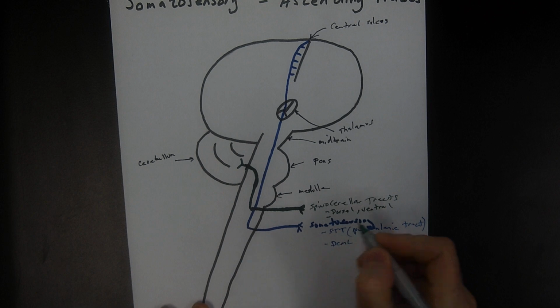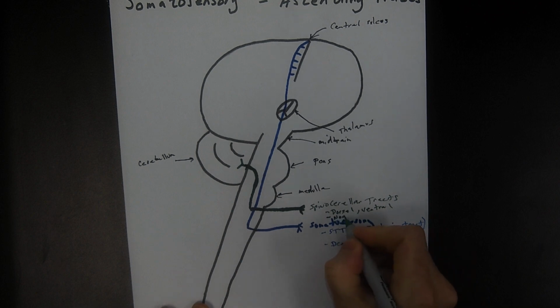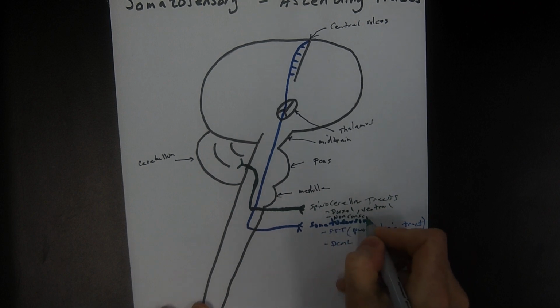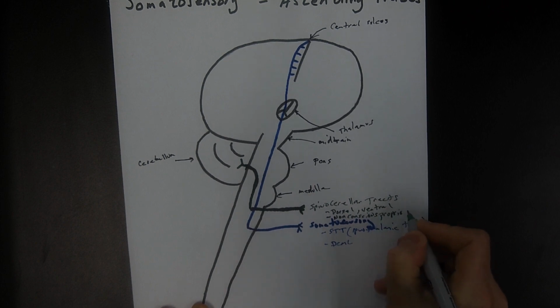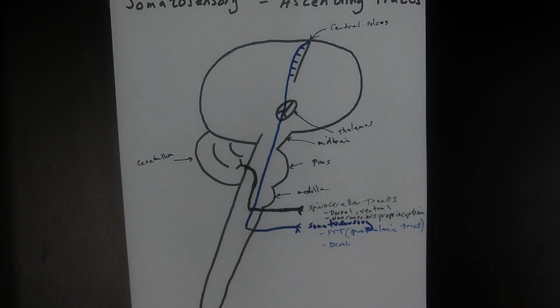So this is going to be, it carries non-conscious proprioception. Okay, non-conscious proprioception. And what that means is that I am not really aware of this information. All this information is coming from every joint in my body. And it's just being automatically relayed to the spinal cord, to the cerebellum continuously throughout all movement. Okay, it's that important.